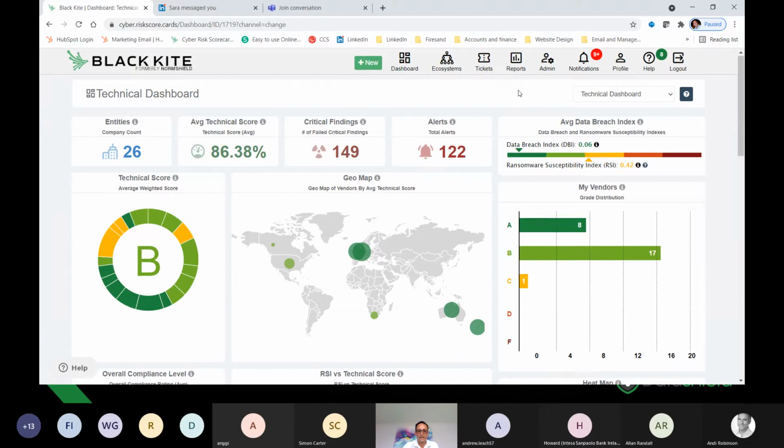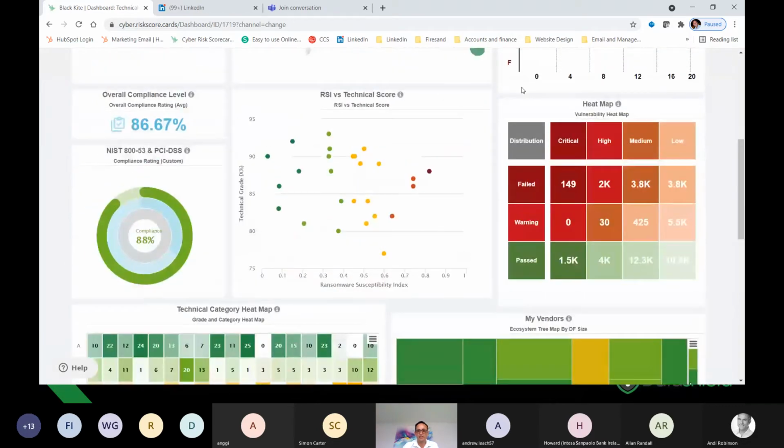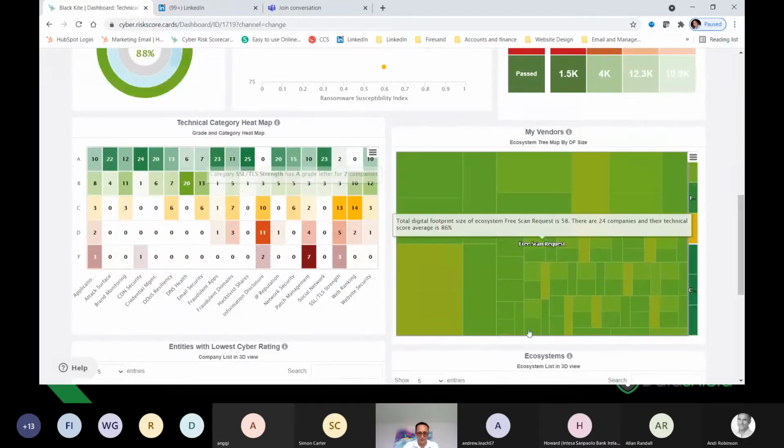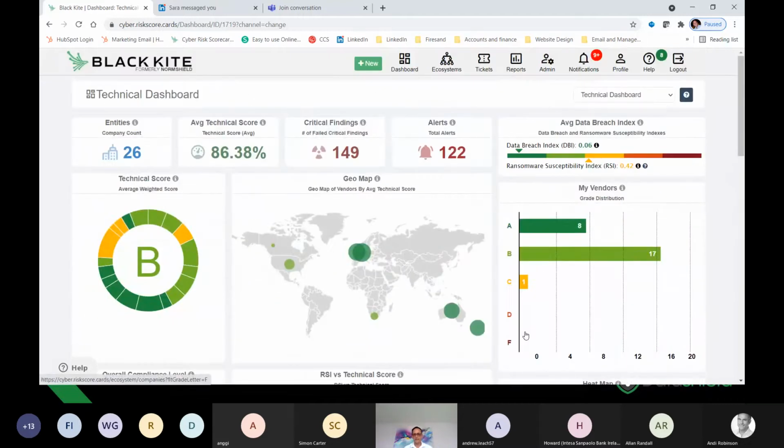So this is a technical dashboard here. So you can start looking at the technical. We can look at the heat map for vulnerability. So we know we've got 149 critical problems within this particular supply chain. You can start to look at the companies and all their technical scores and lots of different technical areas.